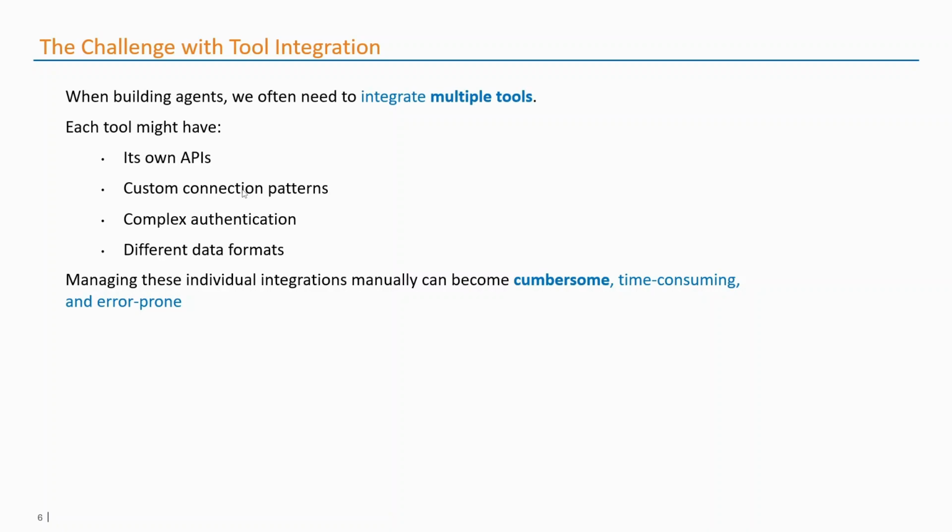So when we are building an agent, we often need to integrate multiple tools. An LLM with a collection of tools is an agent, right? Each tool might have its own APIs, its own standard way of communicating, custom connection patterns, complex authentication, different data formats, and so on. Managing a large number of tools is becoming cumbersome and time consuming, and sometimes error prone as well.